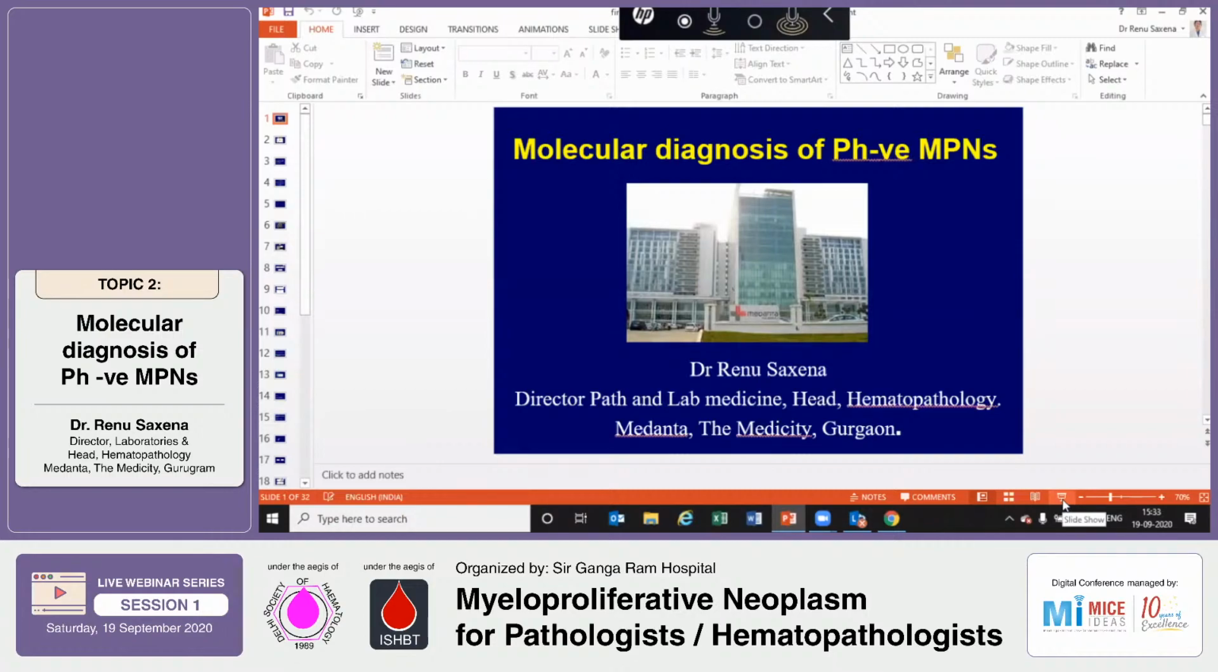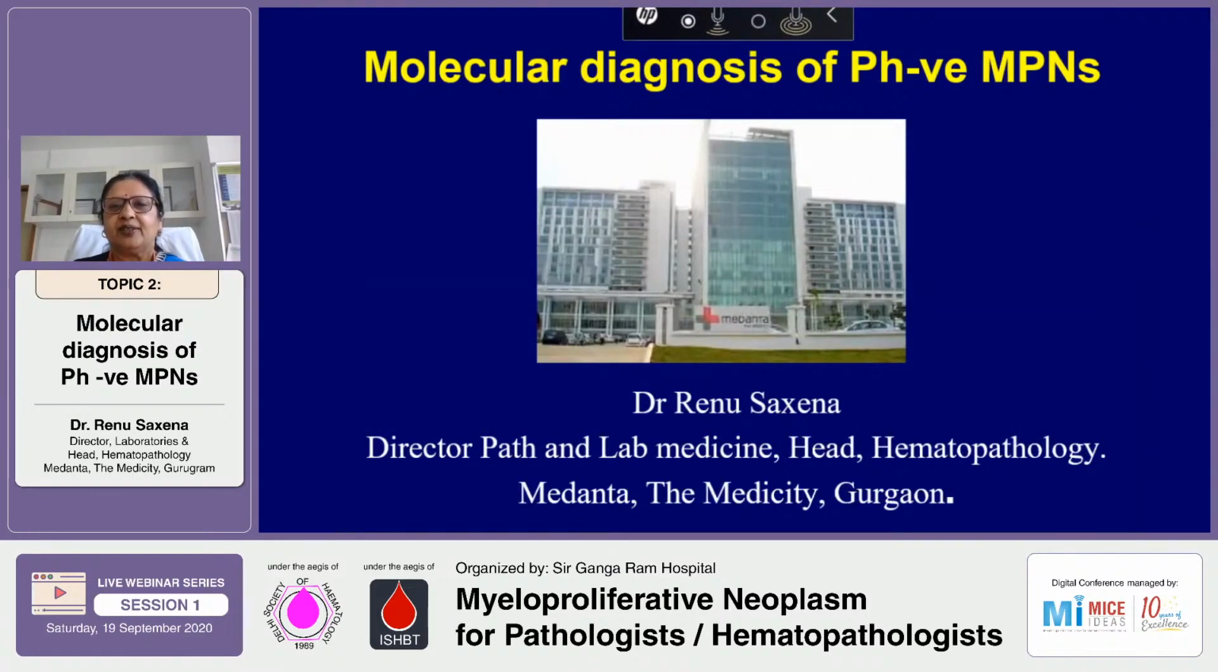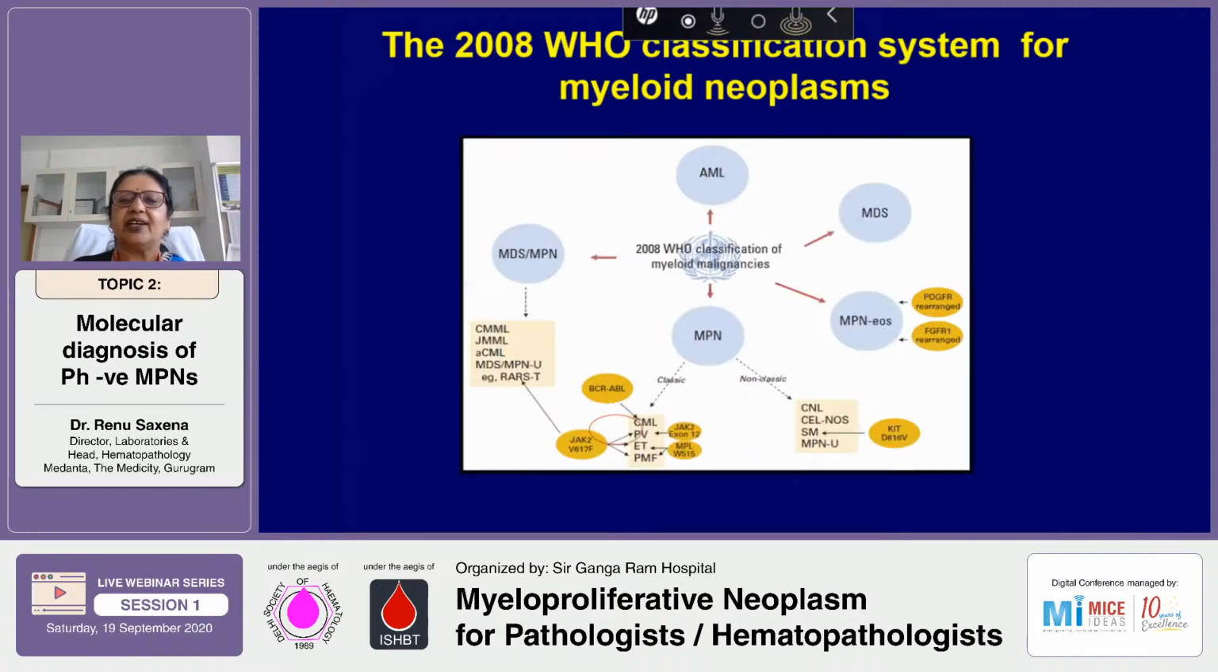So without going into much further talk, I would like to straight away start with the follow-up lecture, which is on molecular diagnosis of Philadelphia negative MPNs. Already Dr. Singh has laid the background for molecular genetics, and what I'm going to talk about in the next few slides is how we use it and what the techniques are by which we can assess these. The molecular genetics for MPNs started way back in the early 2000s, 2005, 2006, and it was first incorporated in the 2008 WHO classification for myeloid neoplasms.